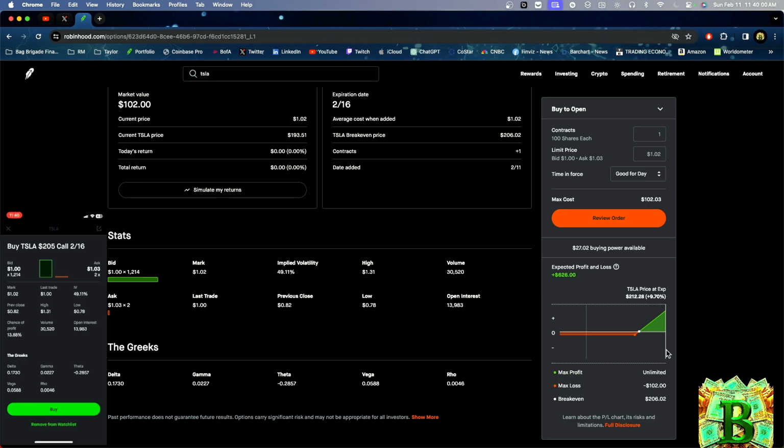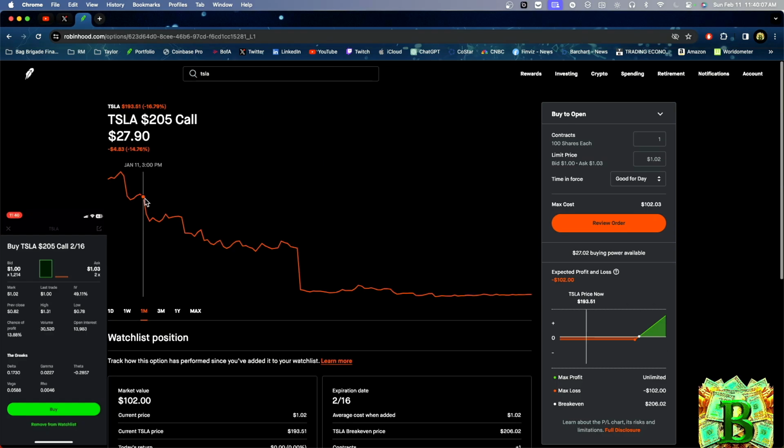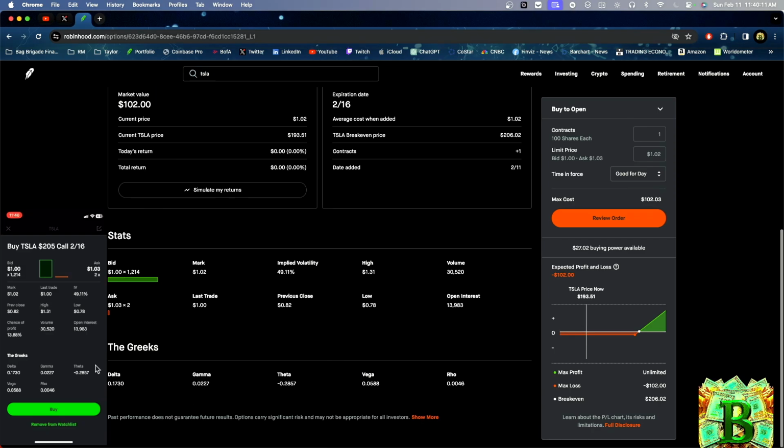If this underlying stock moves up $1, your delta will increase by, you just need to add basically 10 basis points to it if you're looking at it from a percentage standpoint, right? So if Tesla moved up to 194.51, that delta will read 0.2730. Okay. Hopefully that makes sense. These are just ways to measure.